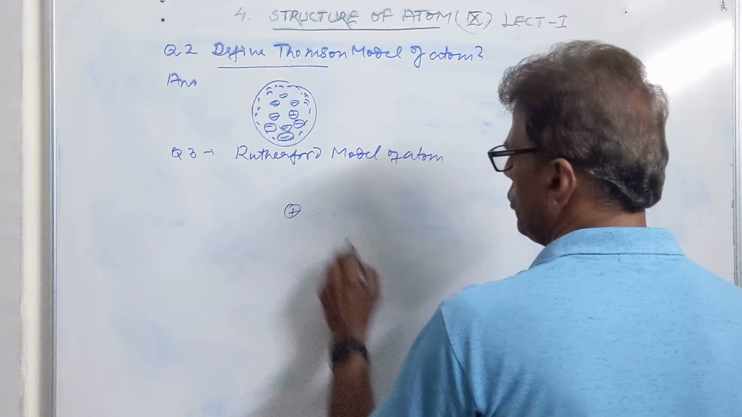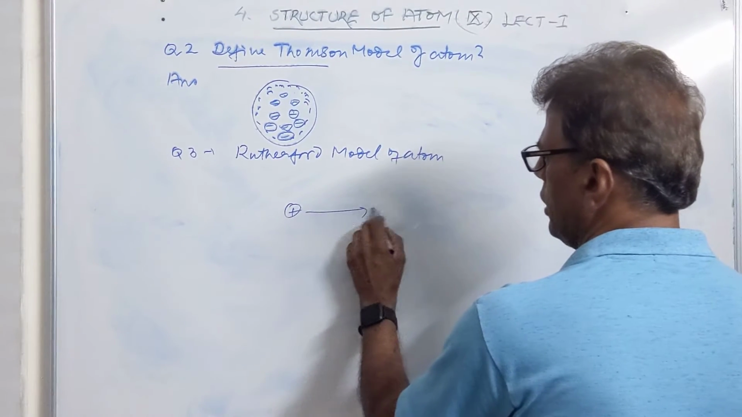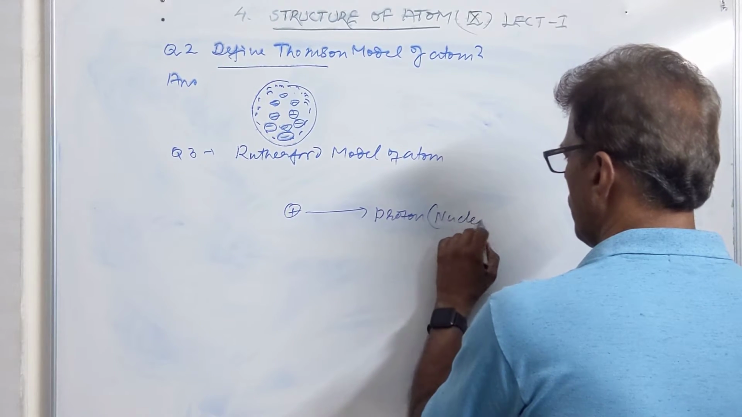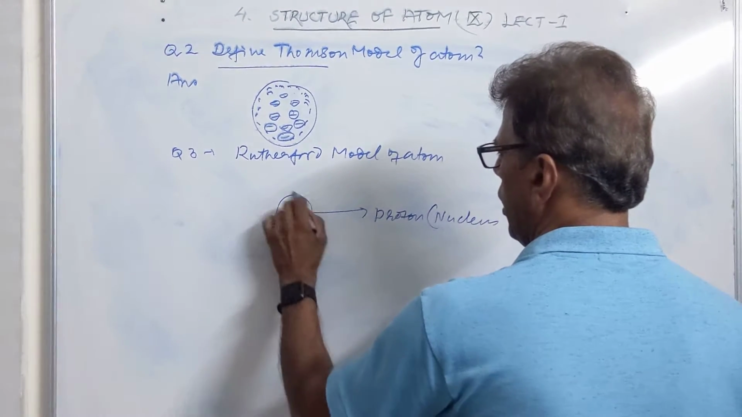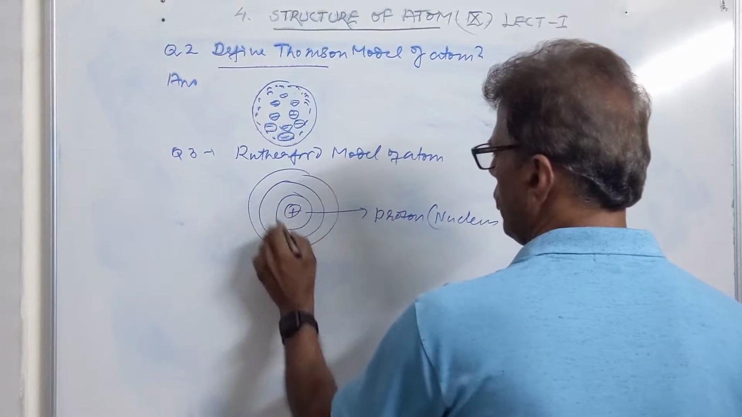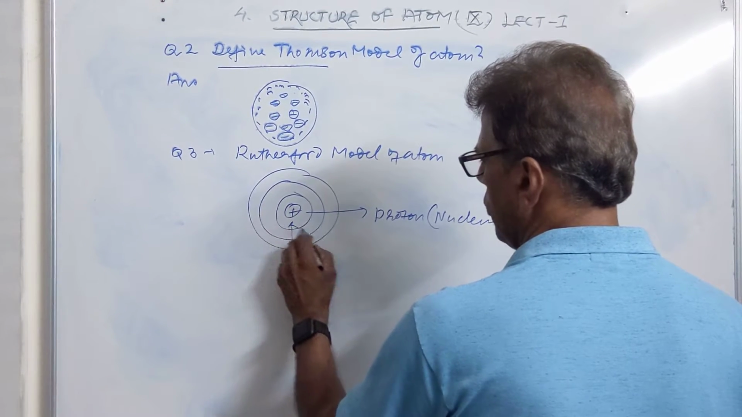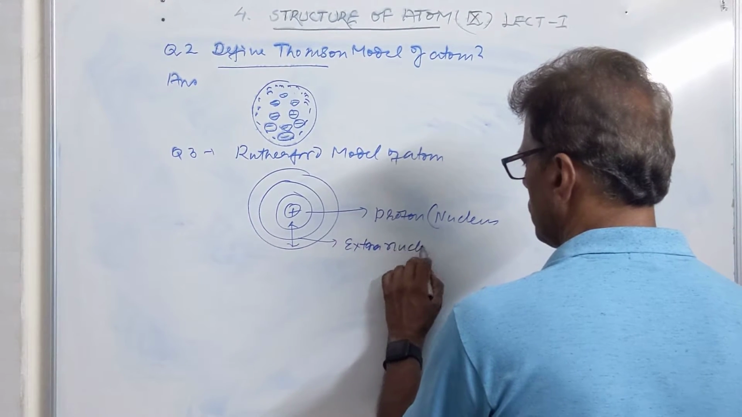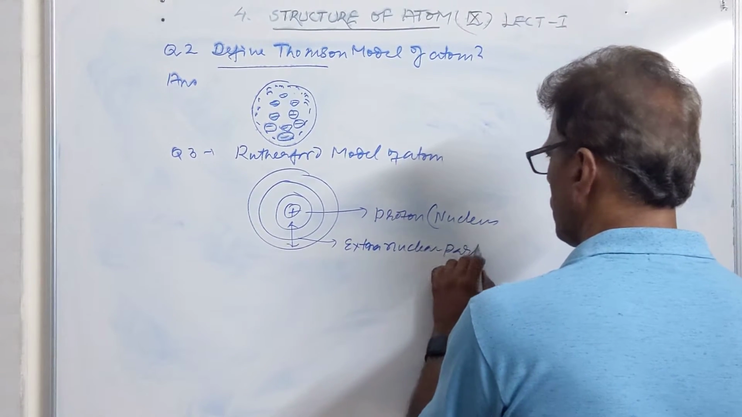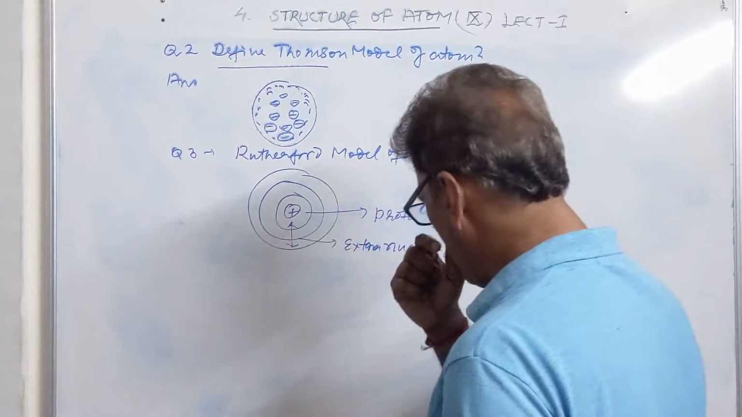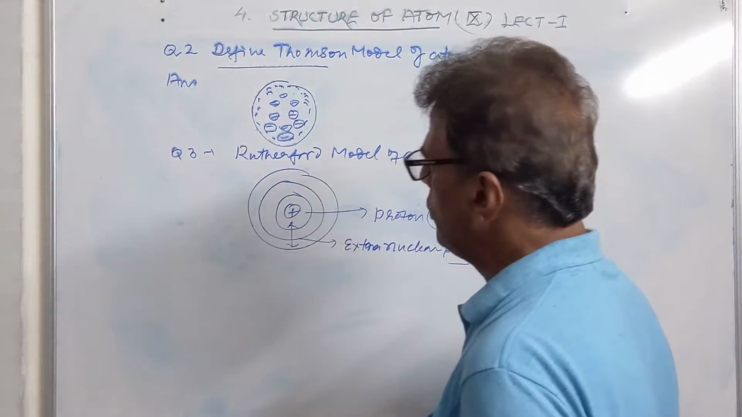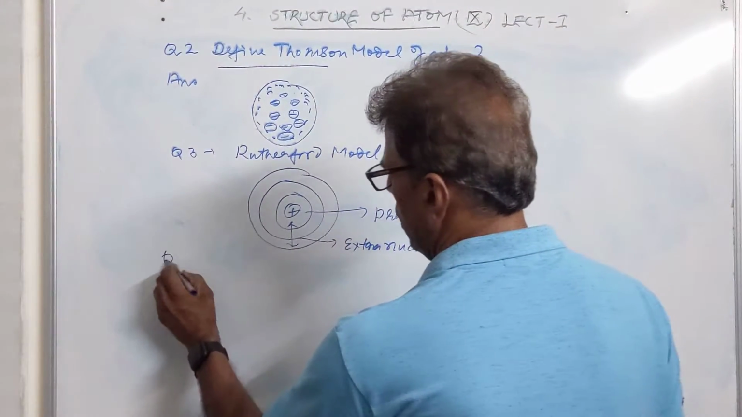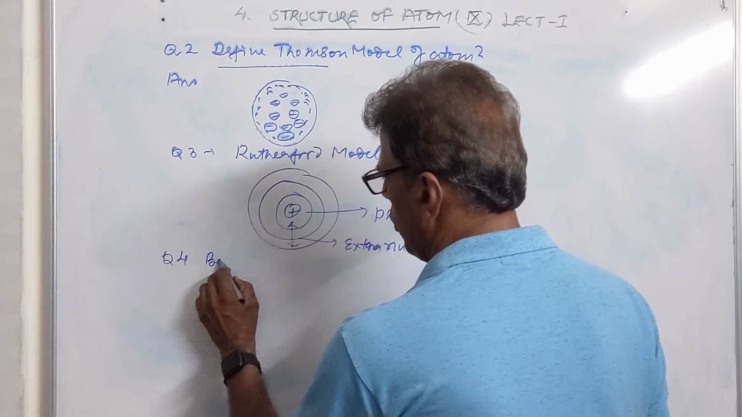He said there is a dense positively charged region in the center which contains protons. It is called the nucleus, around which there are a large number of circular paths where electrons revolve. This part of the atom is called the extranuclear part. So this is the Rutherford model of atom. At that time there was no idea regarding neutrons, and then another model was given, that was the Bohr model of atom.